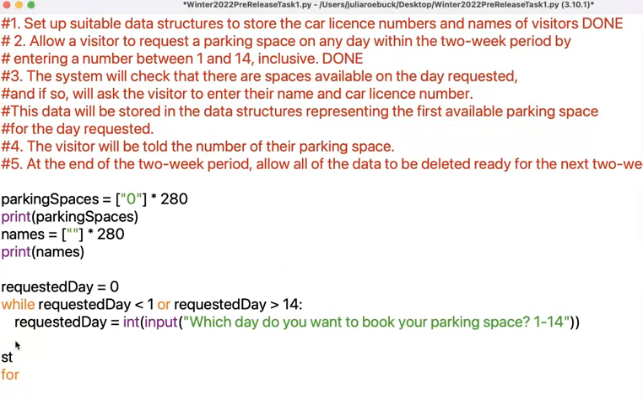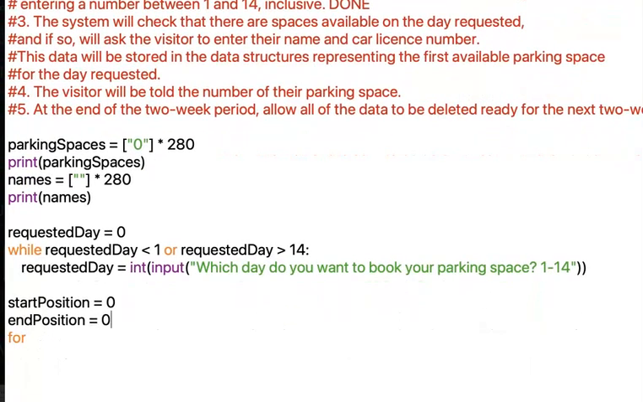We actually need to create a variable called start position, and this is going to be where we start looking through our array, and I'm going to set it to 0 to start with because that's fine. But then we need an end position as well. So I'm going to call them start position and end position. I'm going to set them both to 0. And then what we're going to do is use that in our for loop.